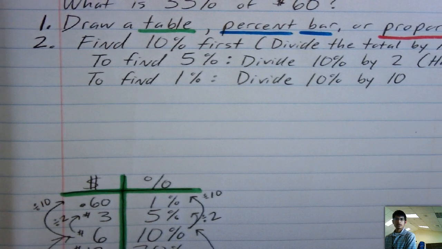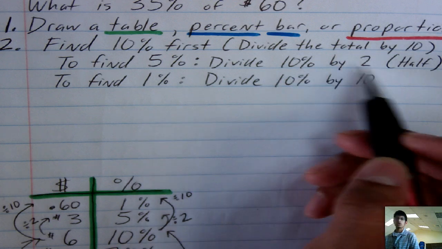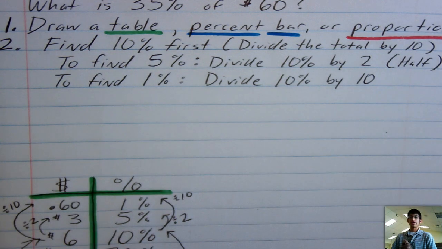Put this back in here. That to find 5%, you want to divide 10% by 2. You want to cut it in half. And to find 1%, you want to divide 10% by 10. We won't be using the 1% very often in 6th grade math, but it's a good thing to know. It's a good way to know how to find it.